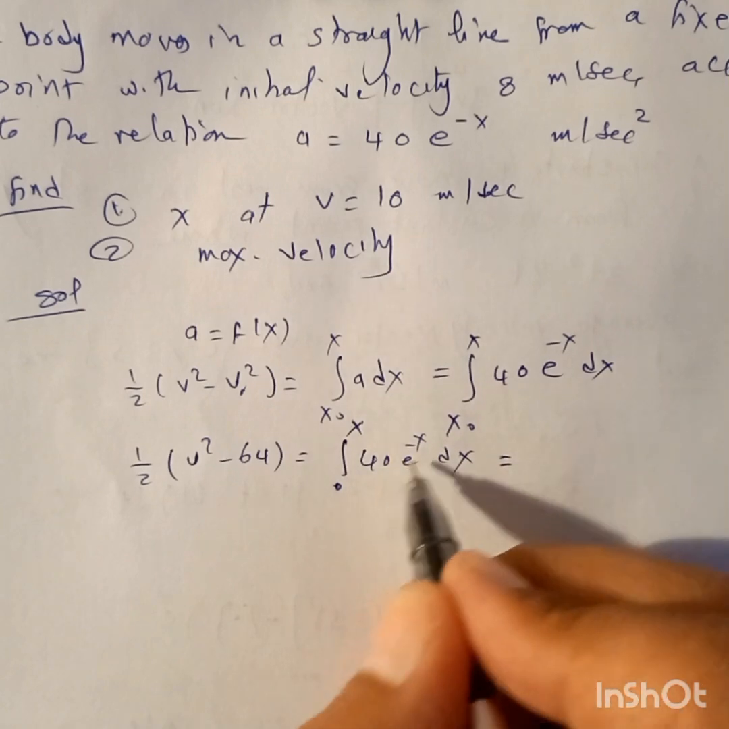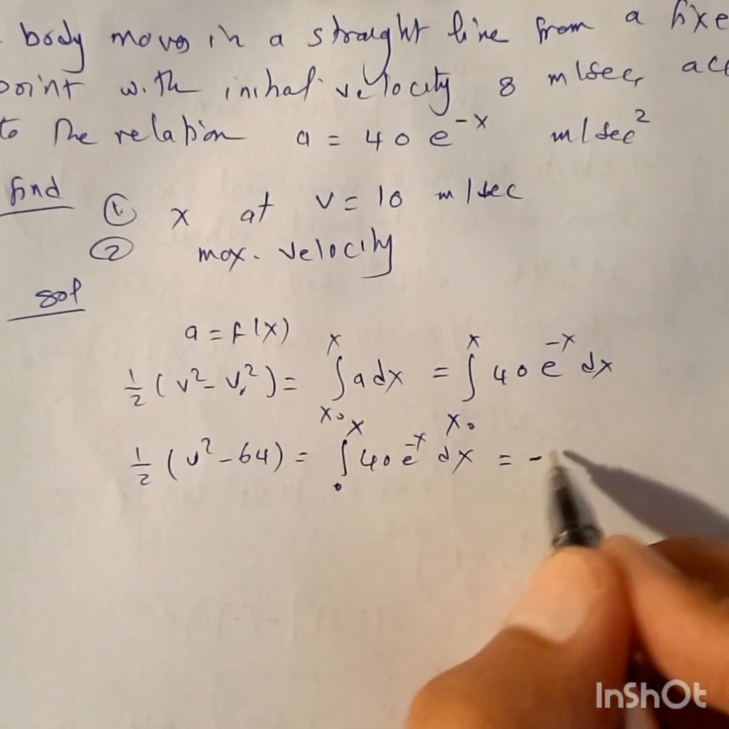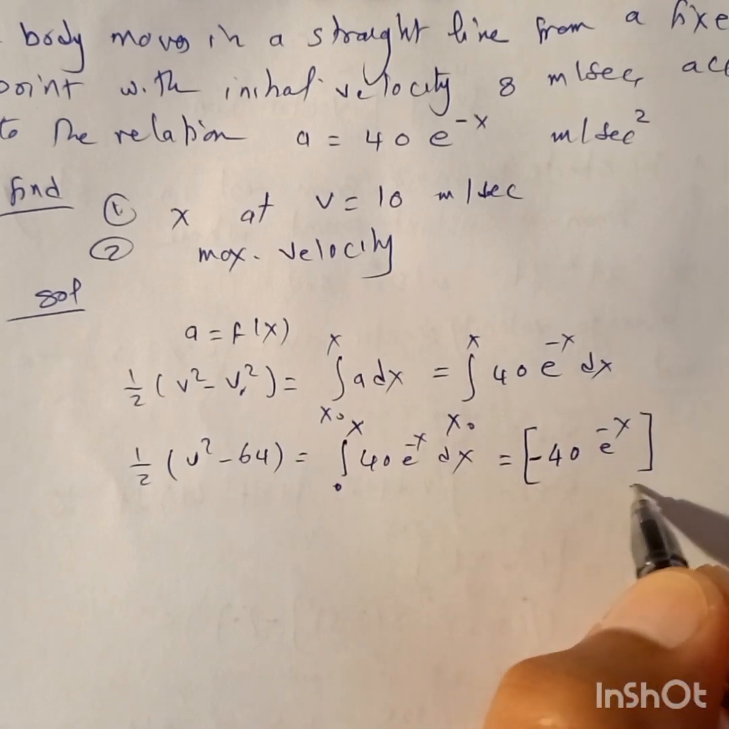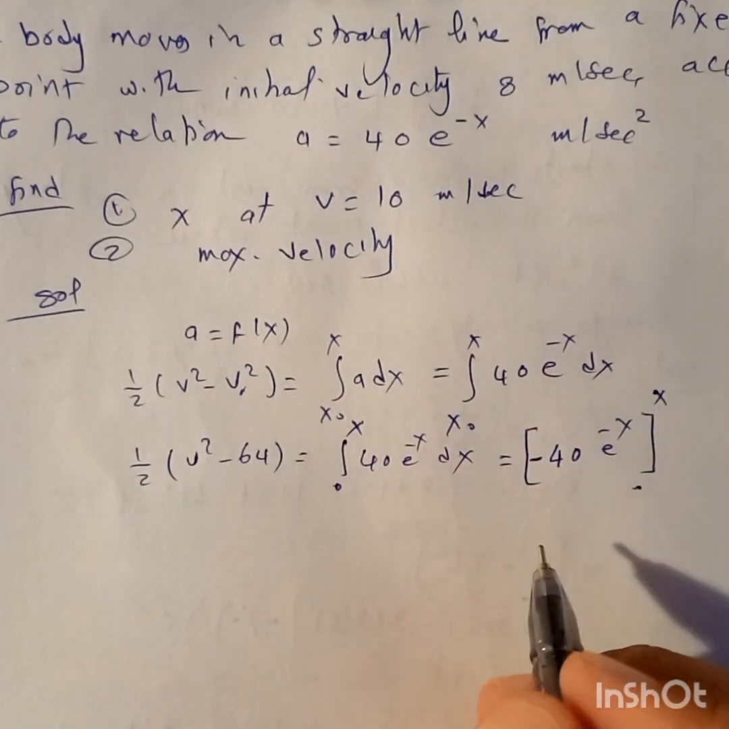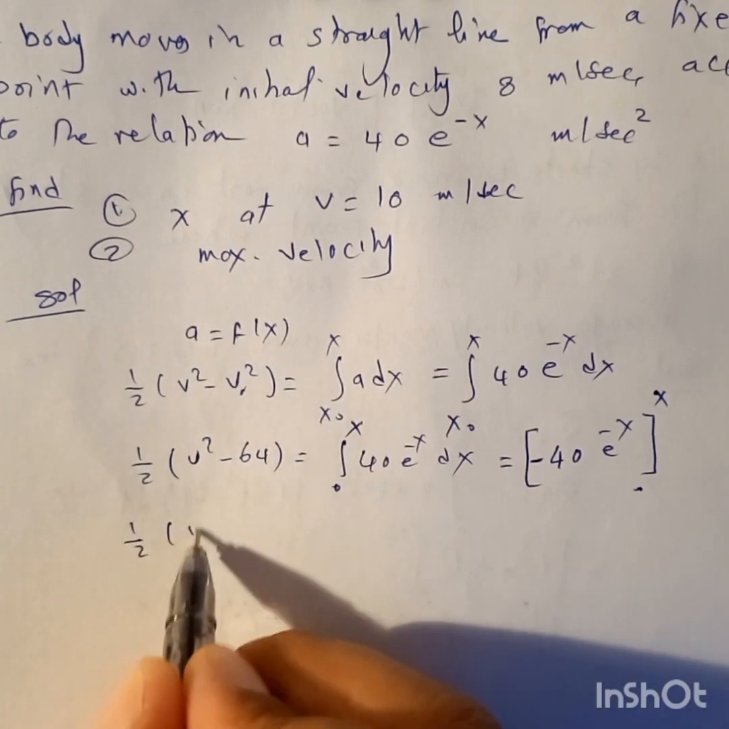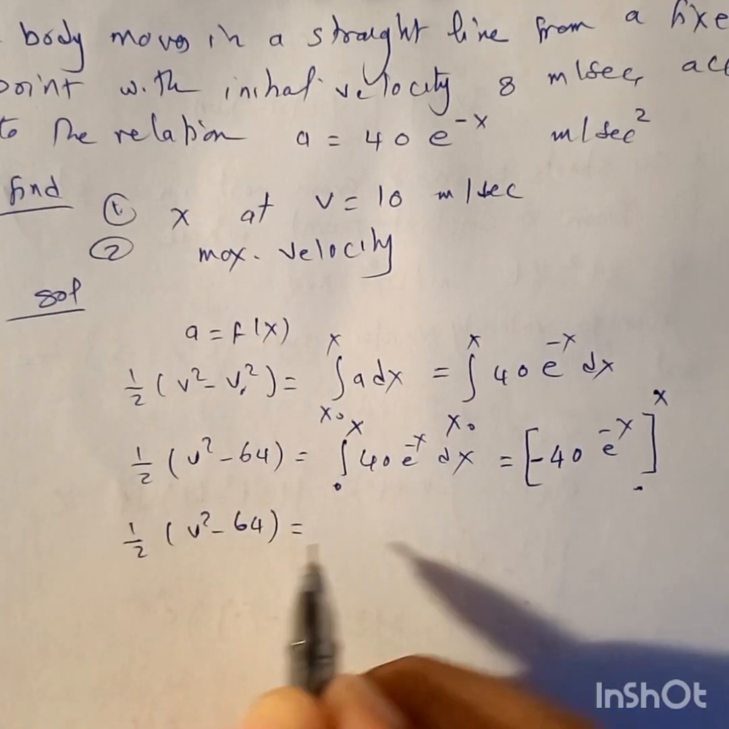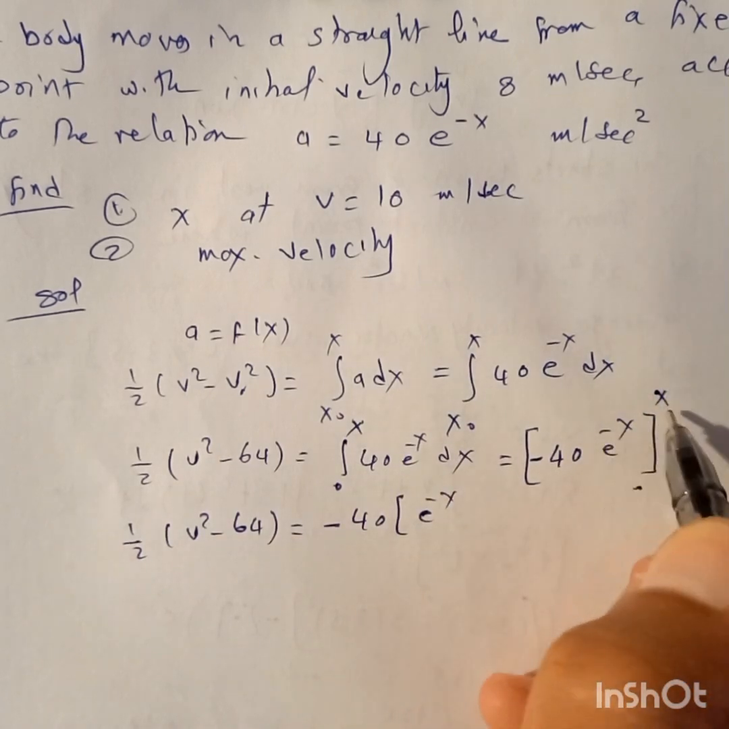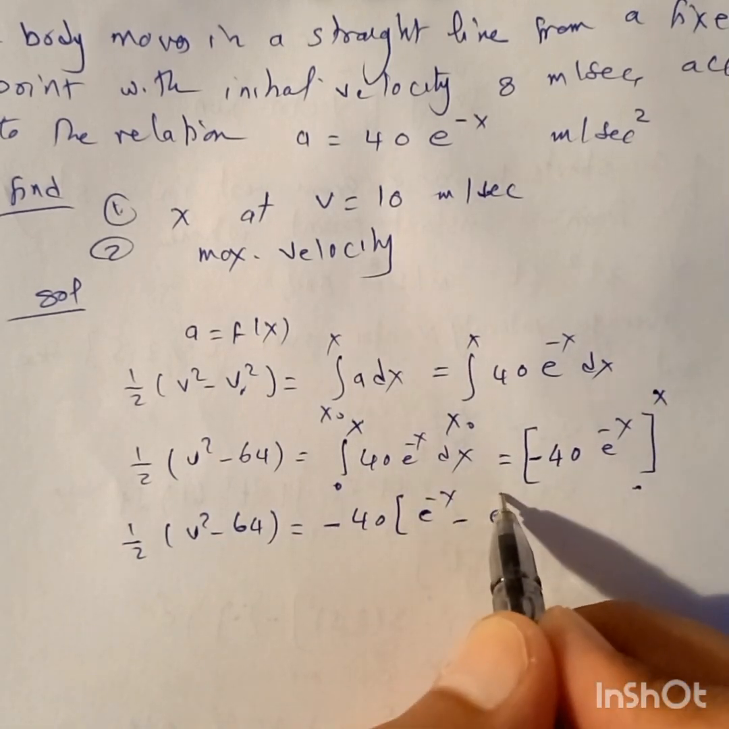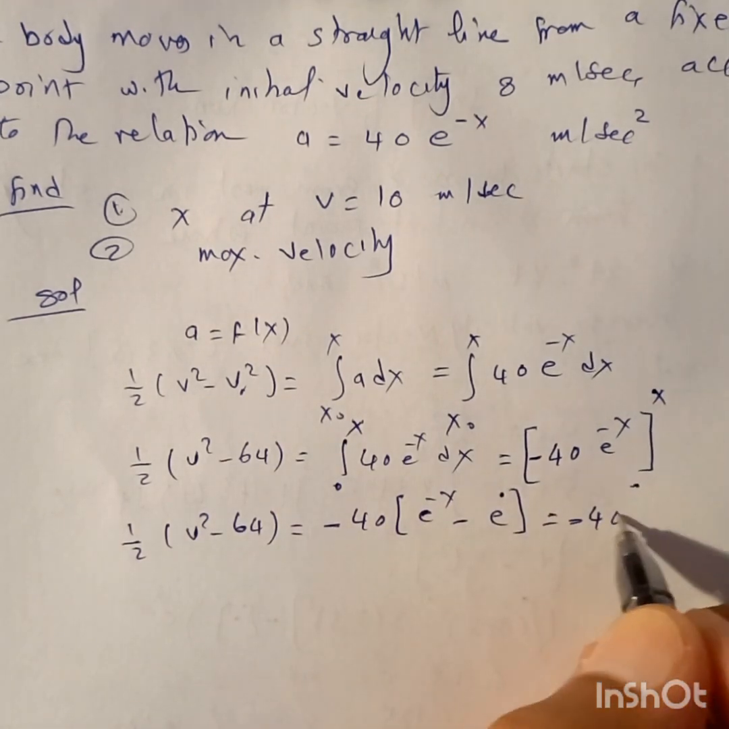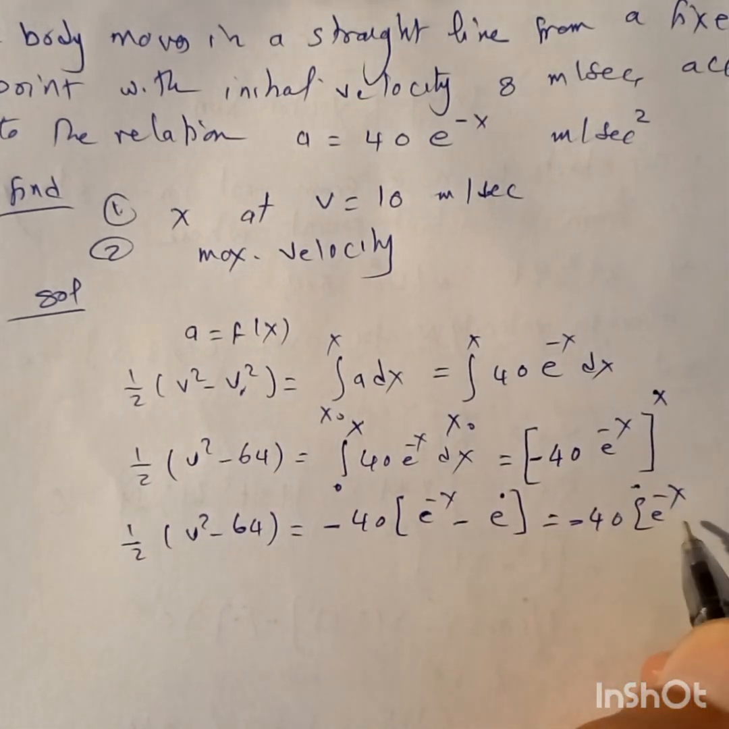Here we have the integration of this part, which is negative e to the power minus x, and we have to apply the limits of this integration from 0 to x. Okay, then we have half v squared minus 64 equals negative 40 e to the power minus x, by substitution here by x minus e to the power 0. Then we have negative 40 e to the power minus x minus 1.